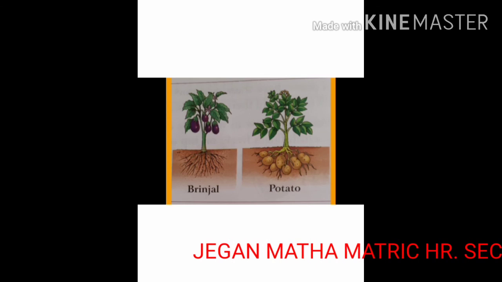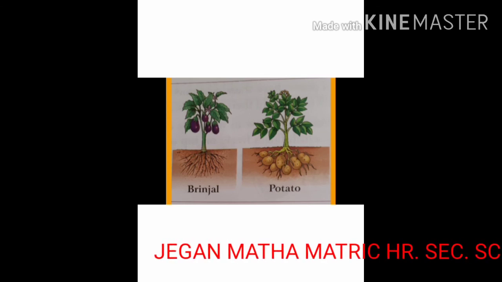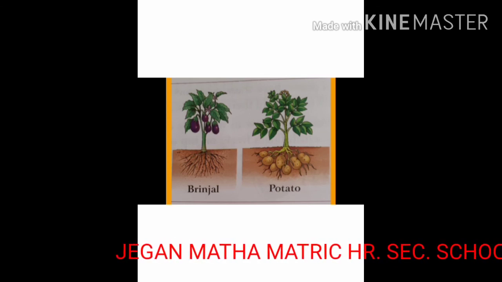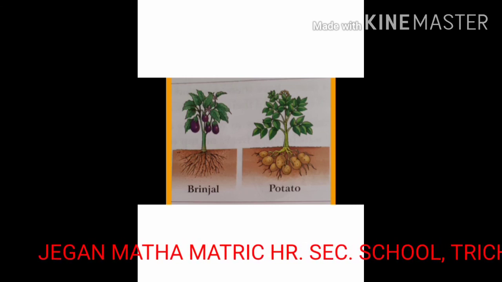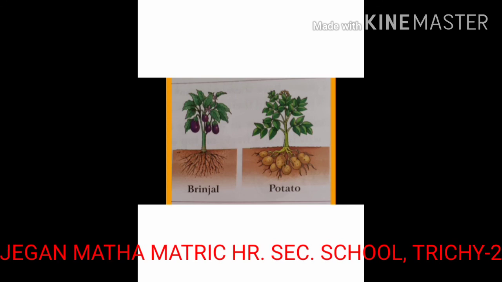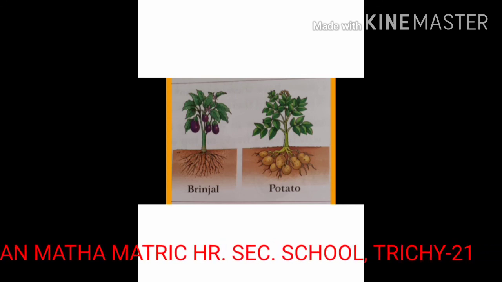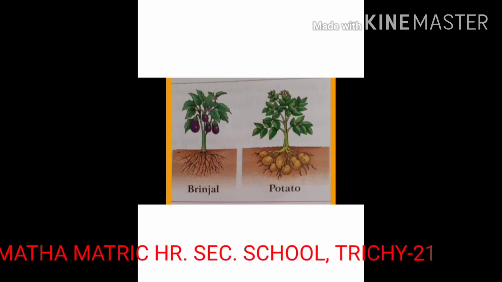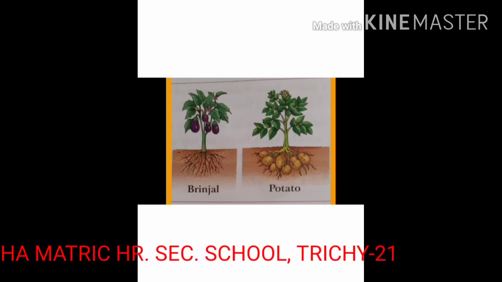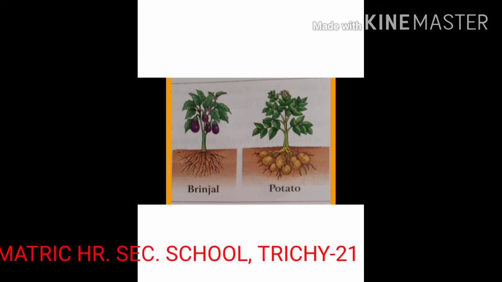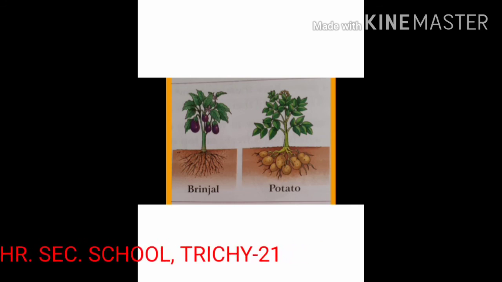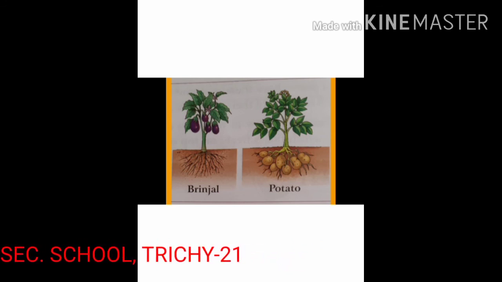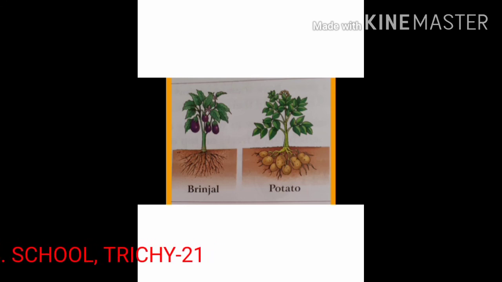Do you know, children, vegetables in which food is stored in leaves, fruits or stem such as spinach, tomato, cauliflower and brinjal grow above the ground. Potato is a stem that grows under the ground. Some vegetables in which food is stored in roots such as carrot, radish and turnip grow under the ground.